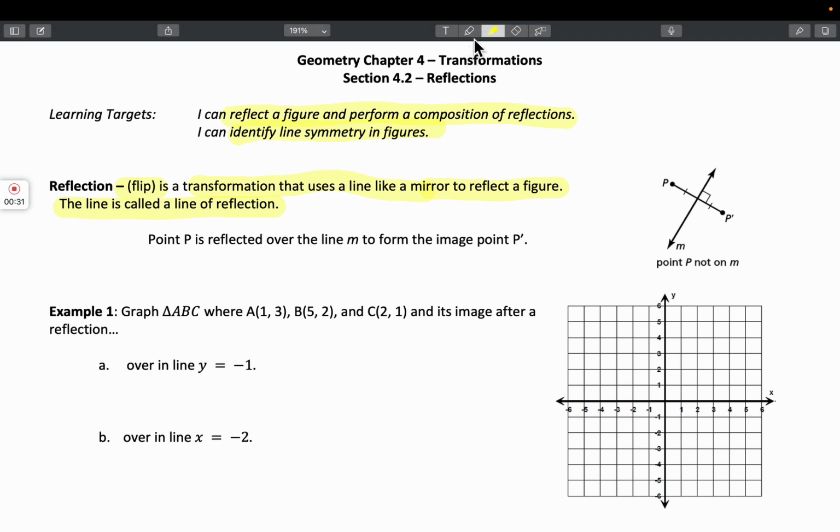So notice over here on the right hand side, we've got point P. It's being reflected over line M to form the image point P prime. So here is our pre-image P, and it's being reflected over that line M. And you'll notice that the segment that connects P, the pre-image, to the image P prime is being bisected by that reflection line. The reflection line is the perpendicular bisector of that segment from P to P prime, from the pre-image to the image point.